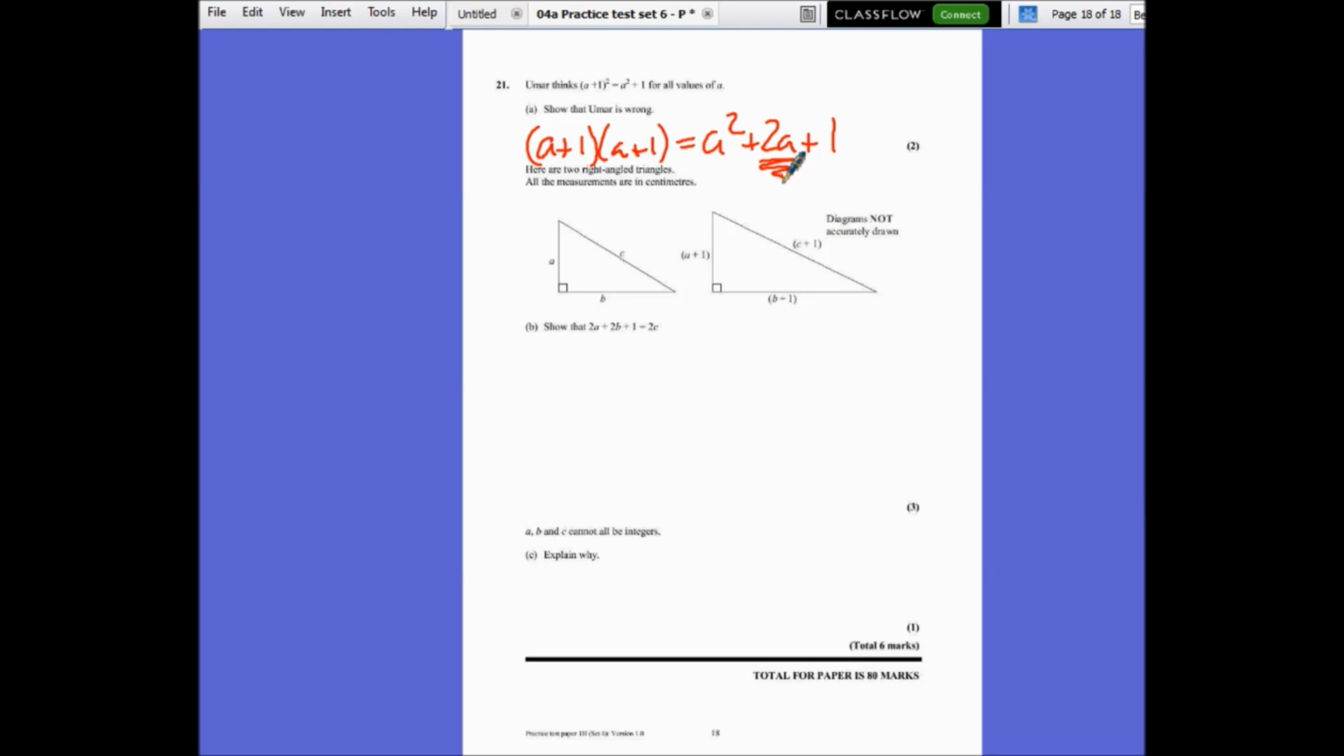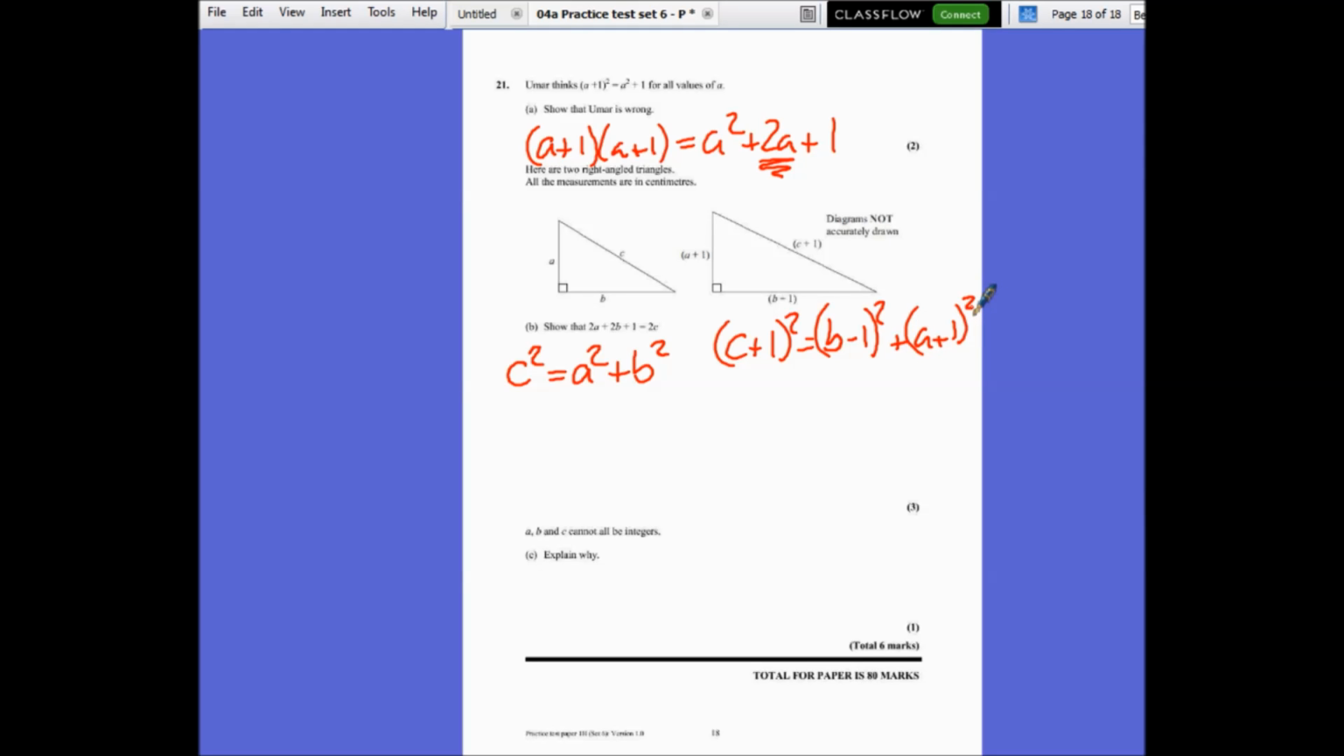He says, show that for these two right angle triangles, 2a plus 2b plus 1 equals 2c. Well, if we look at this first triangle, we know that Pythagoras says that c squared, the hypotenuse, will be equal to a squared plus b squared. In the second one, we've got that (c plus 1) squared would be equal to (b plus 1) squared plus (a plus 1) squared.